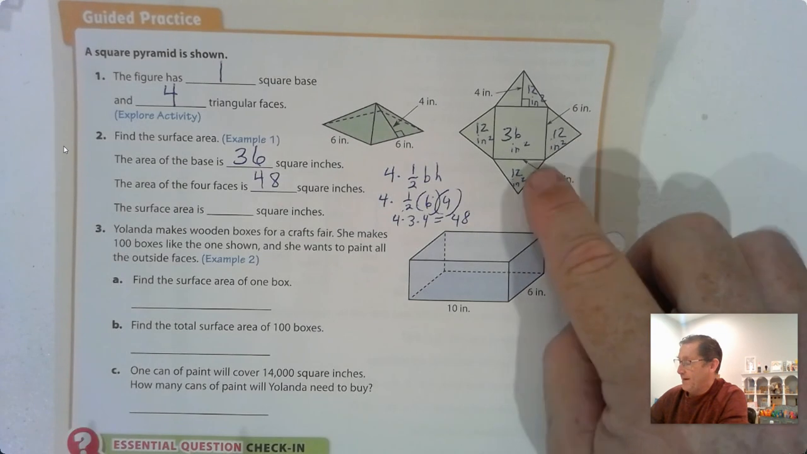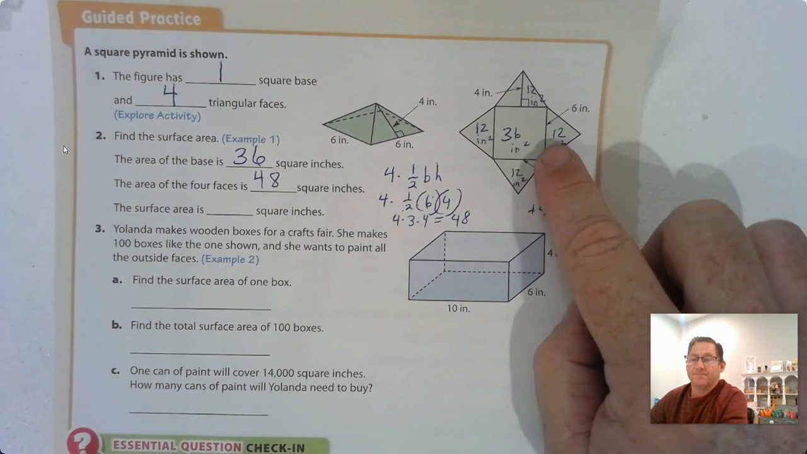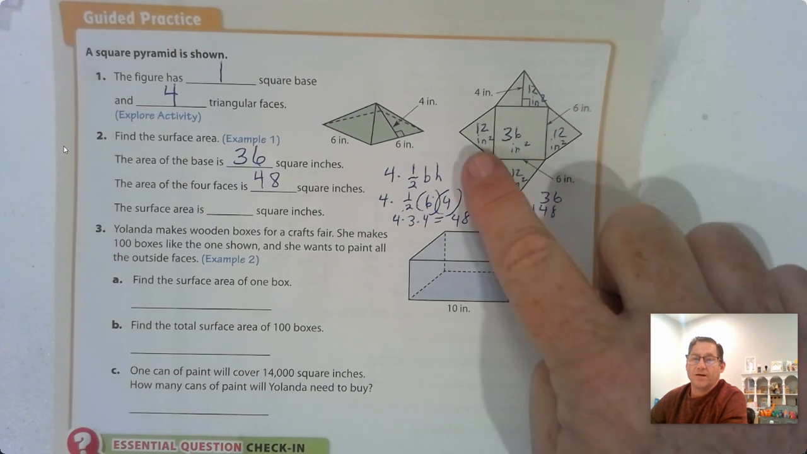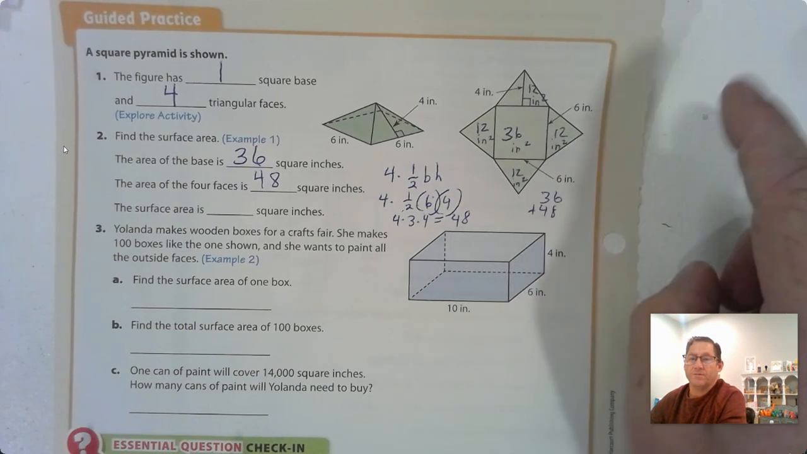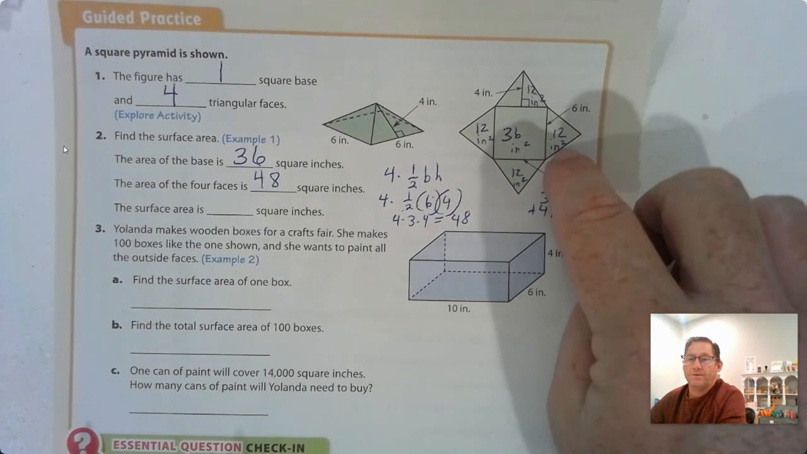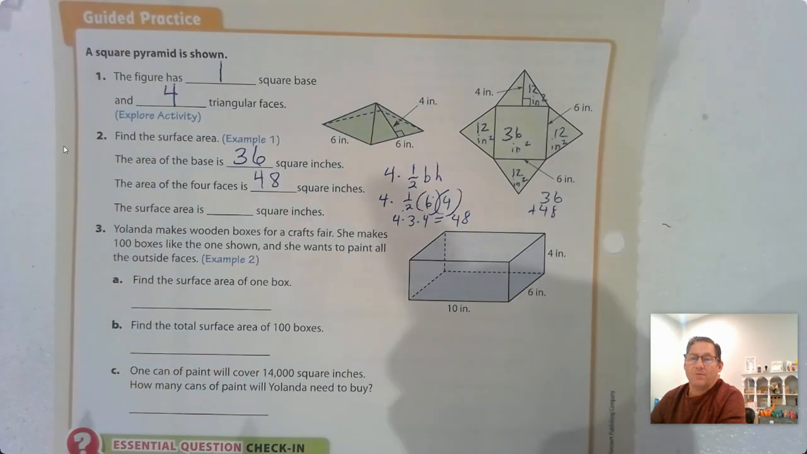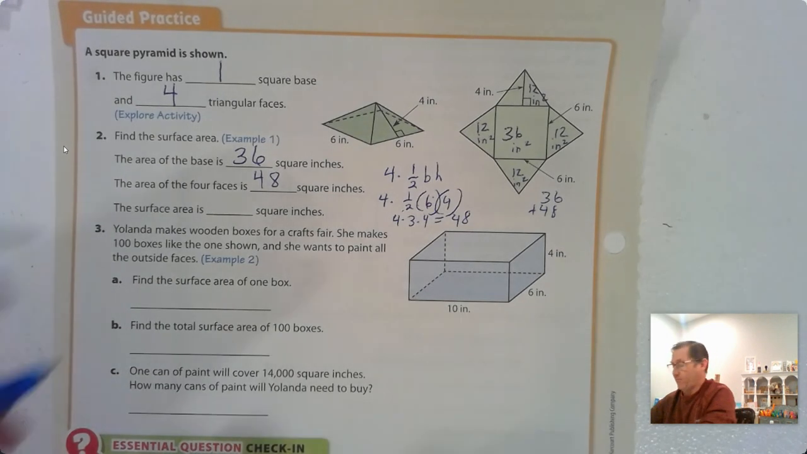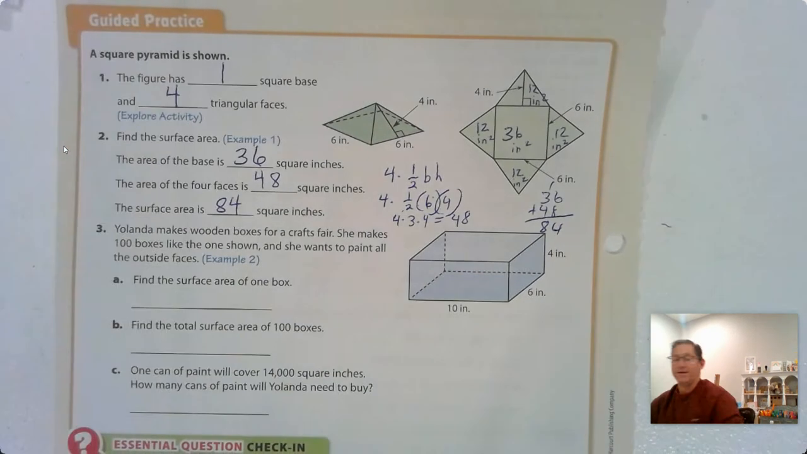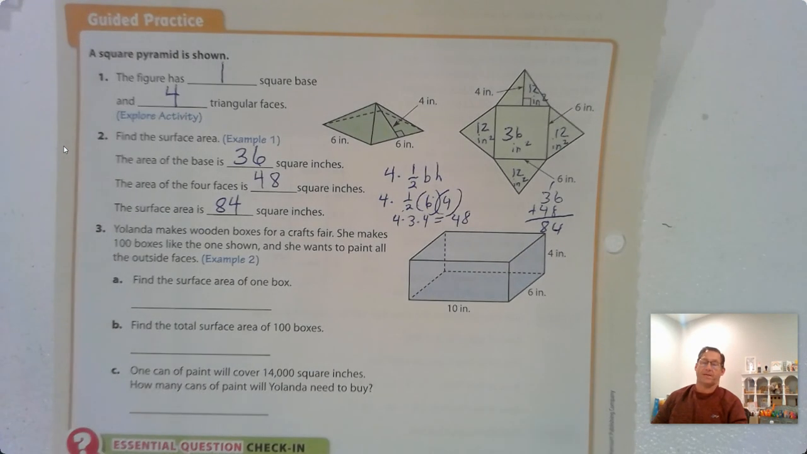All I did was I went back and wrote in the numbers that we found for this surface area. Again, each of the triangles is 12 inches squared, so 4 times 12 is 48. The area of the square is 36. So add up all the areas of those faces, and we come up with 84 square inches.